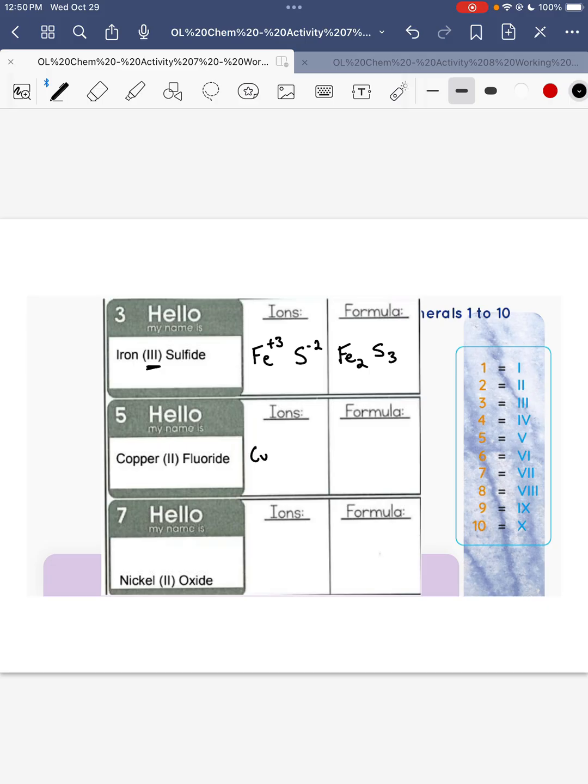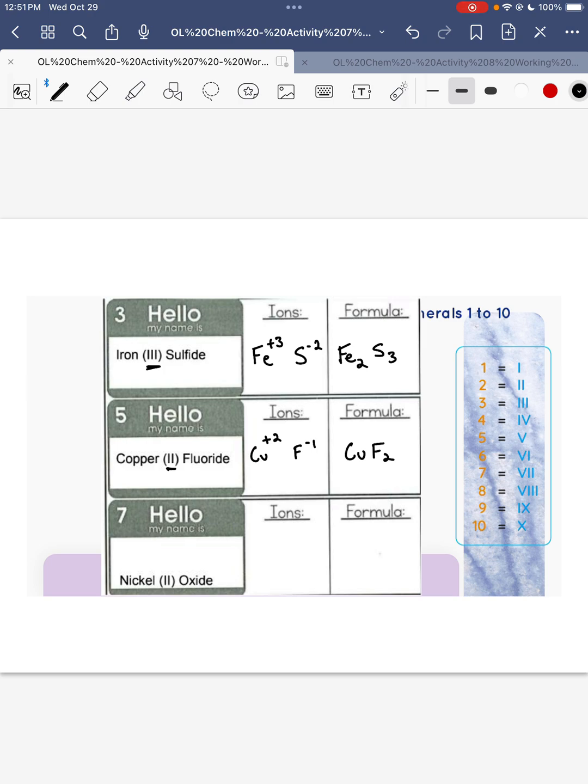Similarly here, I have copper(II) fluoride. I have obviously a copper ion and a fluorine ion. Fluorine is always -1. You'll always know your anion. Your copper must be +2 because it's told to us there. So when I do the crossover method, I'm going to write the formula of CuF2.